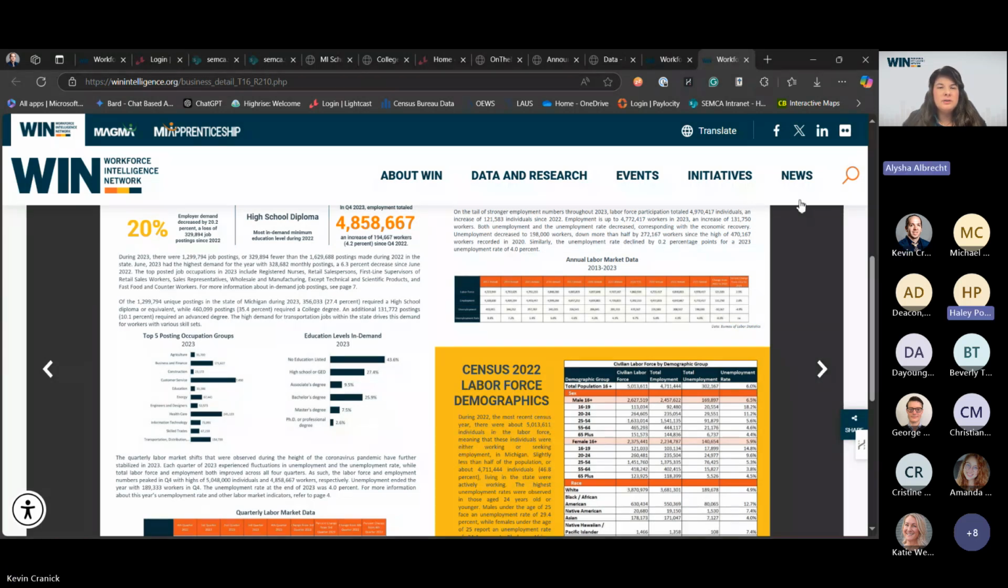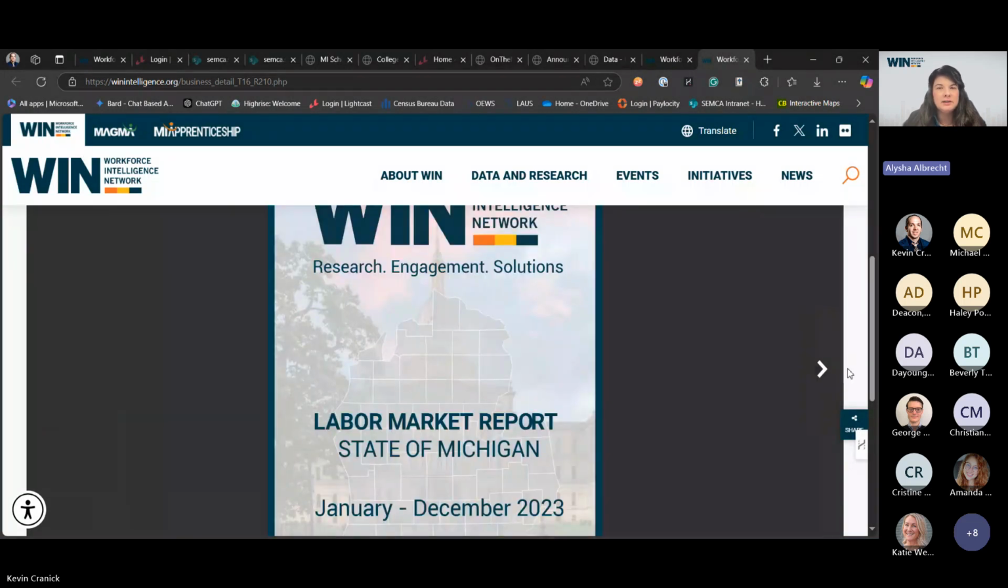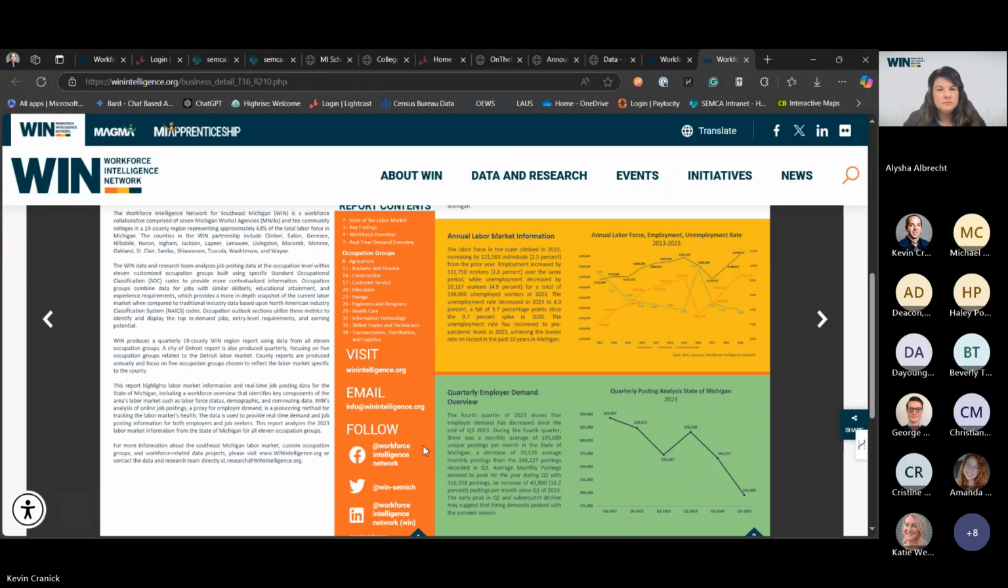So you can see too in the table of contents, on the first page, it goes over all the occupation groups that we'll dive back into within these reports.